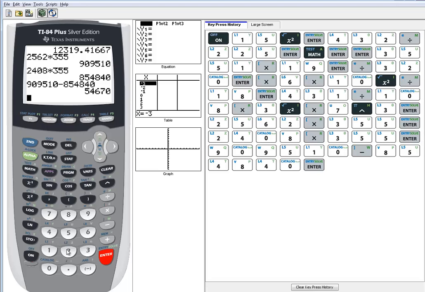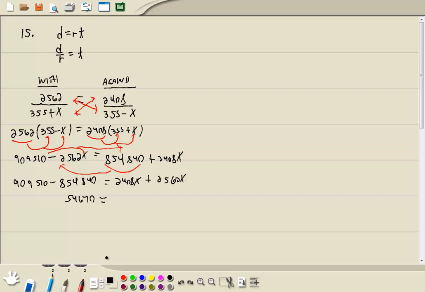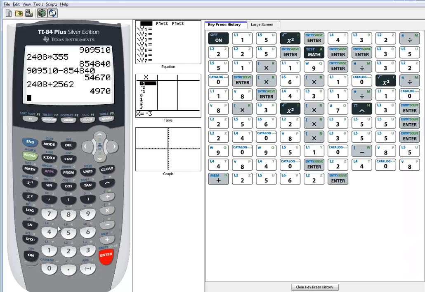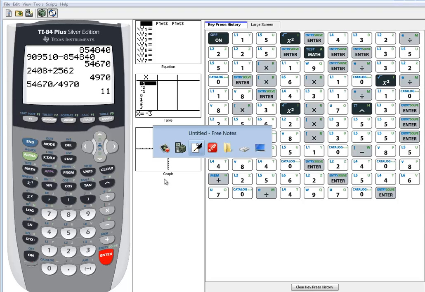And adding those two together, we combine like terms, so 2408 plus 2562. That'll give us 4970x. Divide both sides by 4970. So we've got 54,670 divided by 4,970. And we get 11.